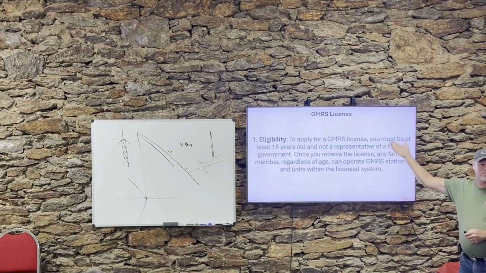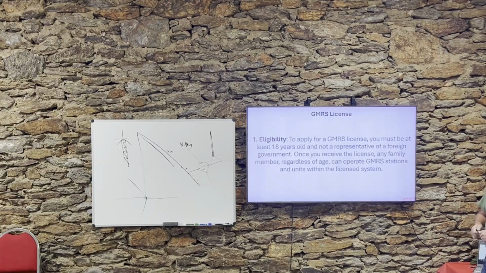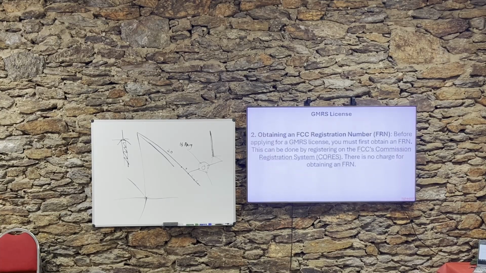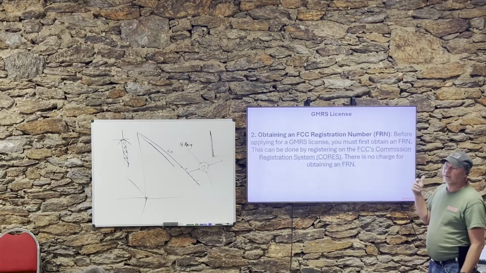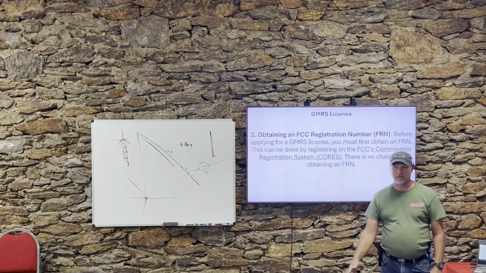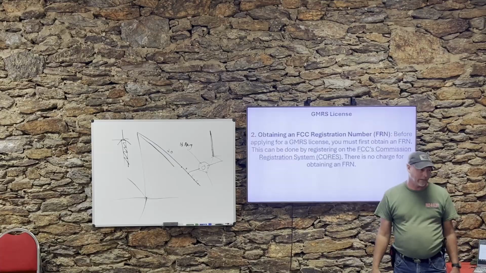So your GMRS licensing eligibility: to apply for your GMRS license, you must be at least 18 years old and not a representative of a foreign government. We don't need spies. Once you receive a license, any family member, regardless of age, can operate GMRS. All right. To obtain it, you can't just say, okay, I want my GMRS license. No. You've got to go through steps.